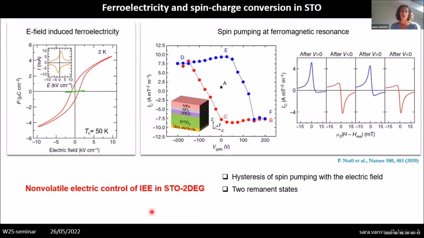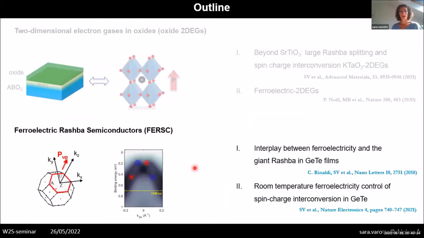The main drawback, let's say the limitation, of the application of such systems is the quite low operating temperature, which is limited by the critical temperature of the ferroelectricity, 50 Kelvin. So in the next part, I will move to a different kind of materials that are ferroelectric at room temperature.